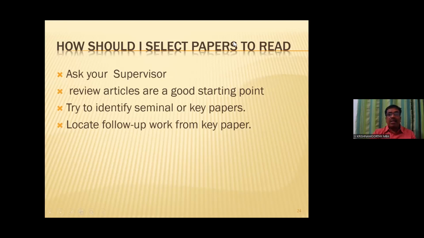How should I select papers to read? Now you would like to read the papers. So what is the first step? What are you supposed to do? First, ask your supervisor. What is the role of the supervisor? The role of the supervisor is guiding the scholar. That is the major objective.